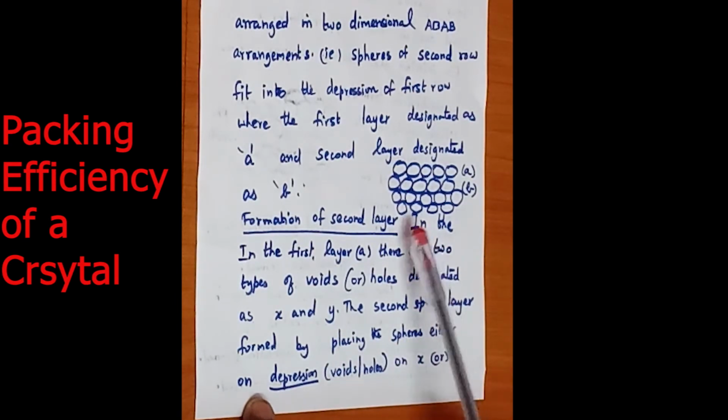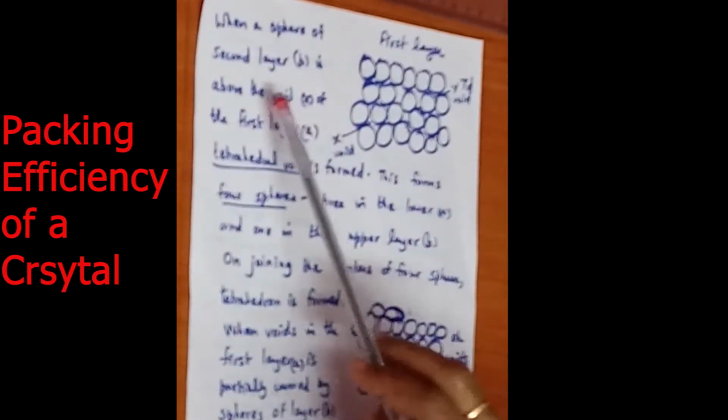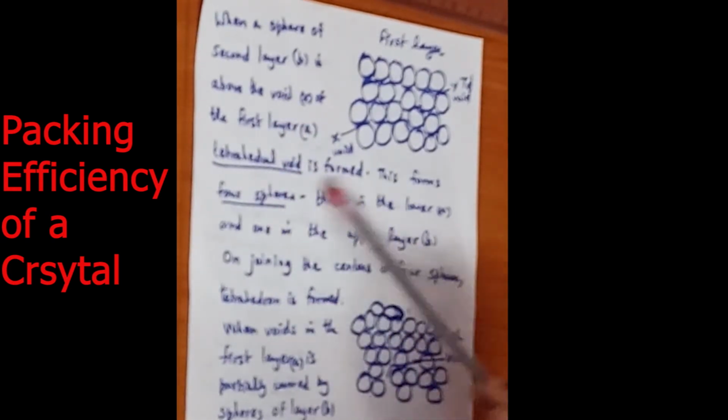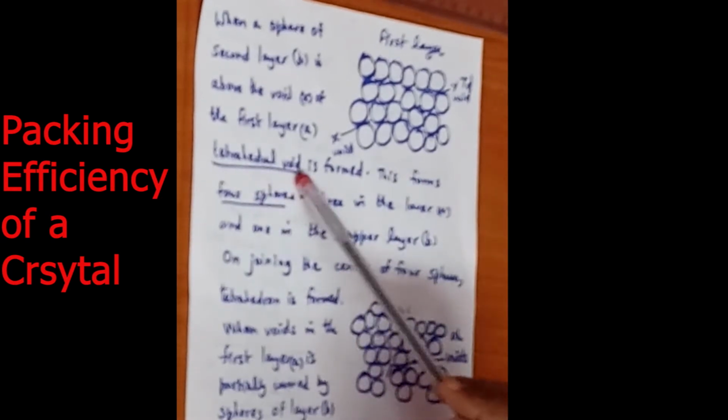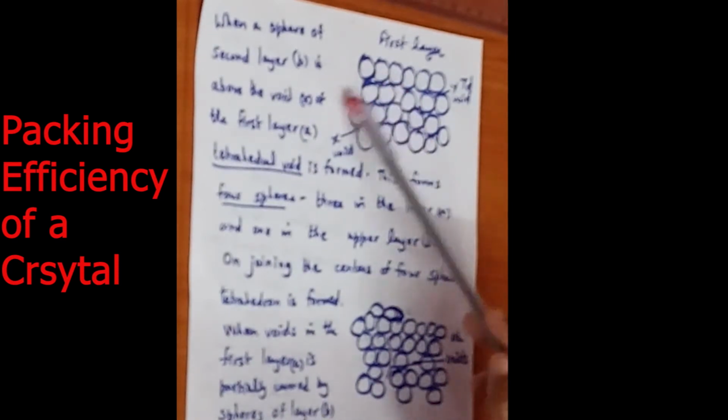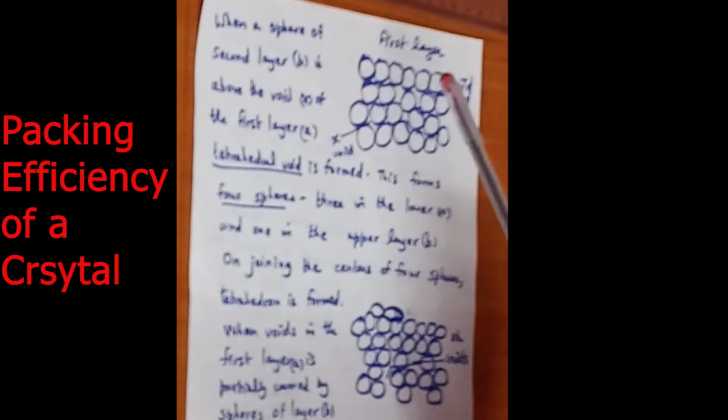Spheres are nothing but the atoms, the arrangement of atoms or molecules in the crystal. The second layer is formed by placing the spheres on the depression, on X or Y. When you place a sphere of the second layer B above the hole of the first layer, a void is formed which is called a tetrahedral void. So the hole or void formed in the second layer is called a tetrahedral void. Here the second layer B is above the hole of the first layer.